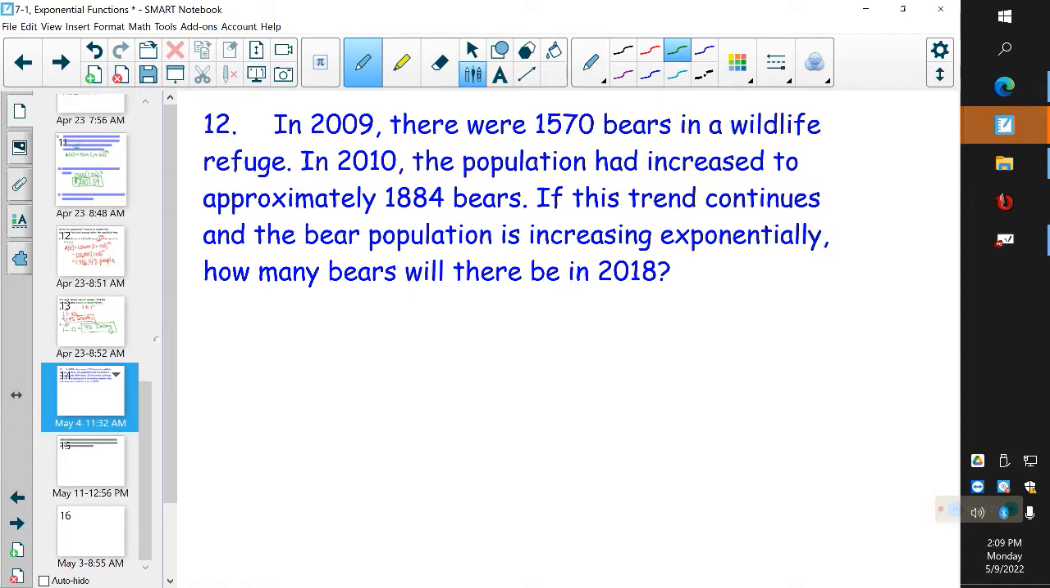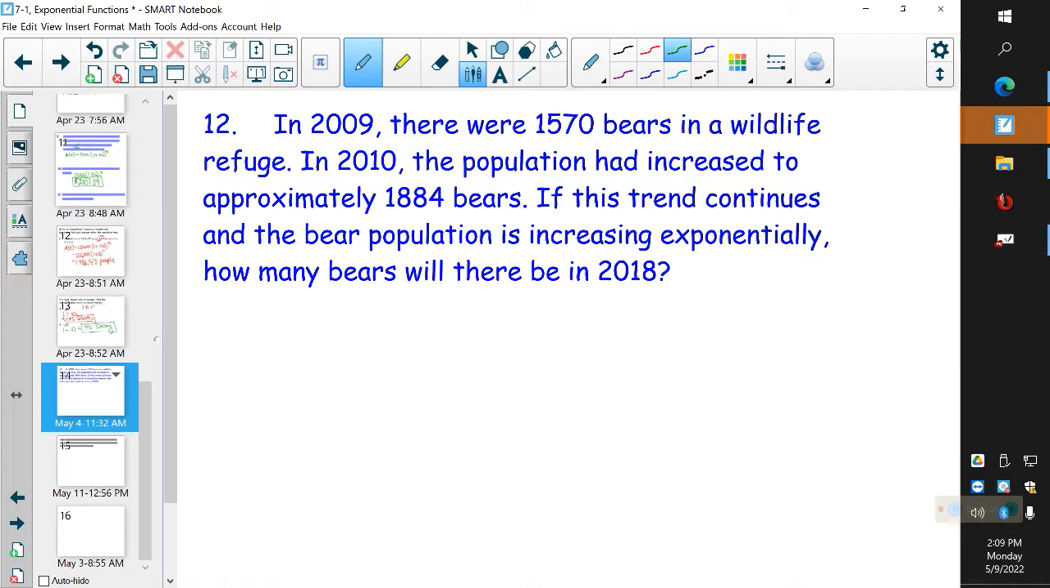Okay, are we ready for this one? Now, do I have any hunters in here? I need you to understand that this example is how we get the number of tags that you are able to use during deer season in specific counties. This is a problem with bears, but if you simply change it to deer, you can get the whole concept of how that could work out.